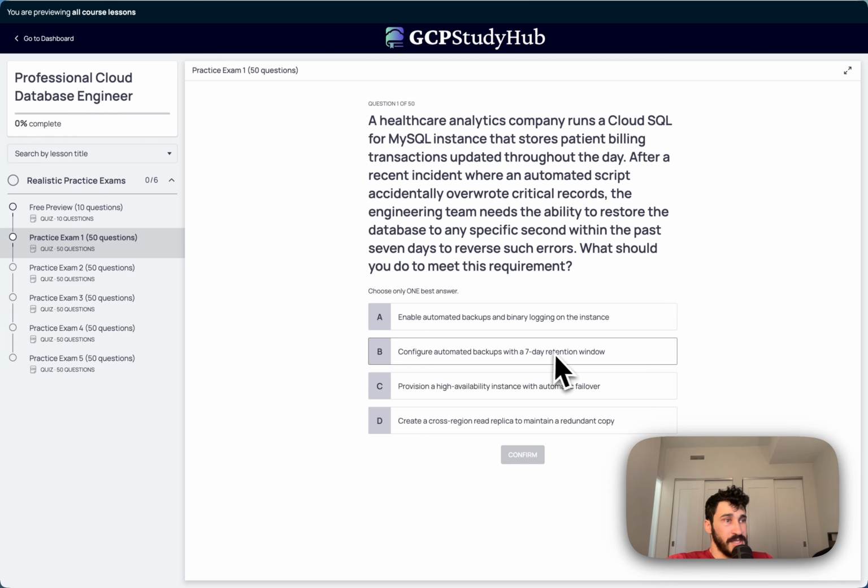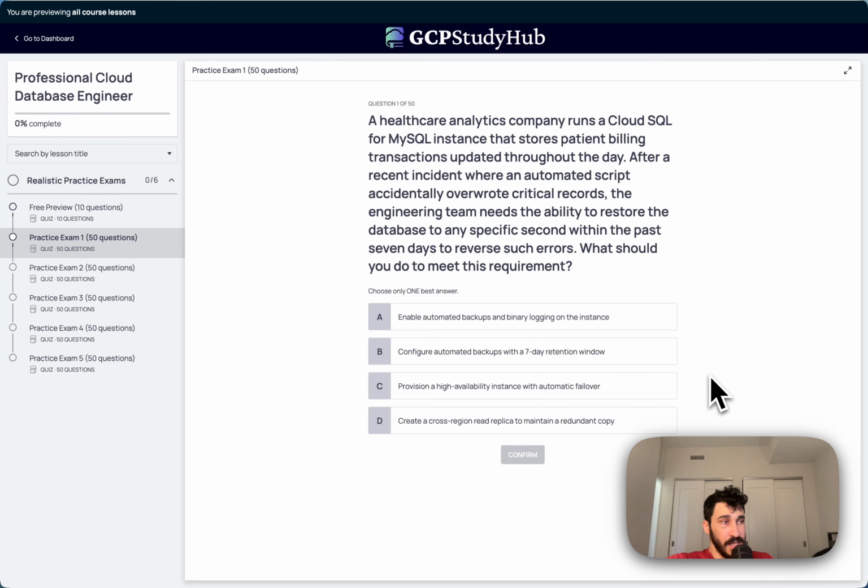Configure automated backups with a 7-day retention window. So this would not be sufficient because automated backups, as we mentioned when we talked about option A, give us complete snapshots at regular intervals of time, which is great, but that doesn't give us the second-by-second granularity of the state of the database. So that's not sufficient.